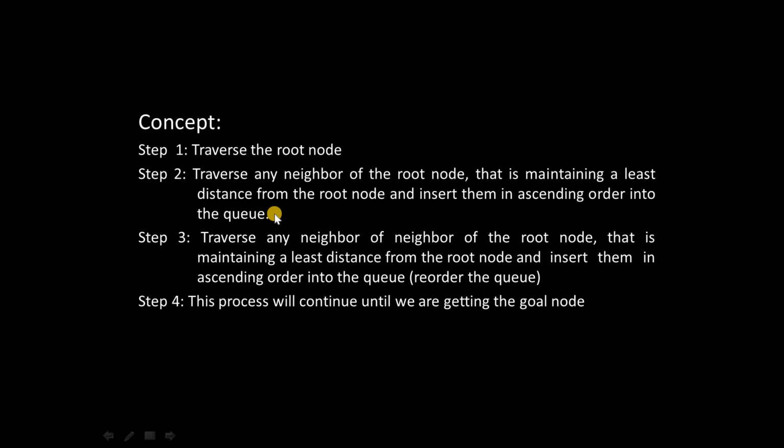This is the difference. In BFS, that means breadth first search, we randomly inserted the child nodes or the neighbors of the root node into the queue in any order. There was no predefined order, but here we are inserting the elements in ascending order of the path cost. That's the difference. Then again we traverse the neighbors of the root node and perform the same thing. This process continues until we get the goal node.